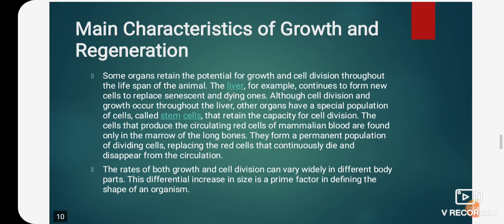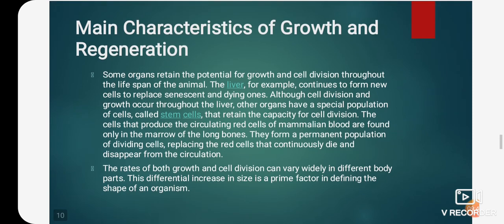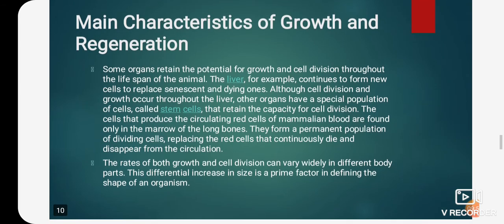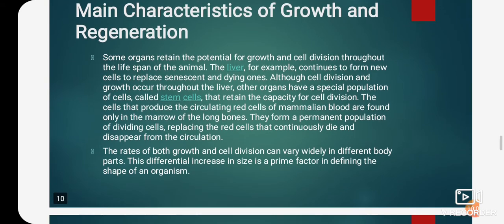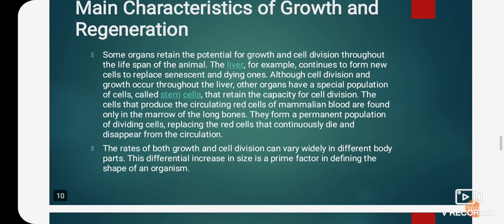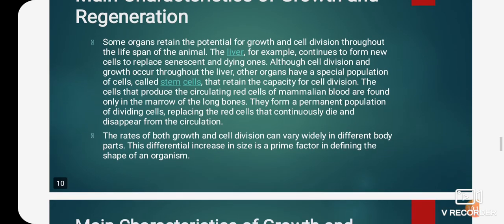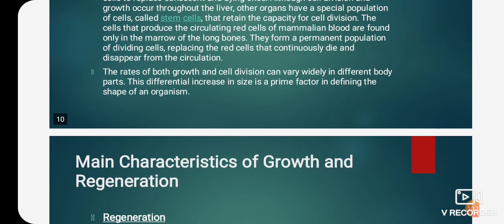The cells that produce the circulating red cells of mammalian blood are found only in the marrow of the long bones. They form a permanent population of dividing cells, replacing the red cells that continuously die and disappear from the circulation. The rates of both growth and cell division can vary widely in different body parts. This differential increase in size is a prime factor in defining the shape of an organism.